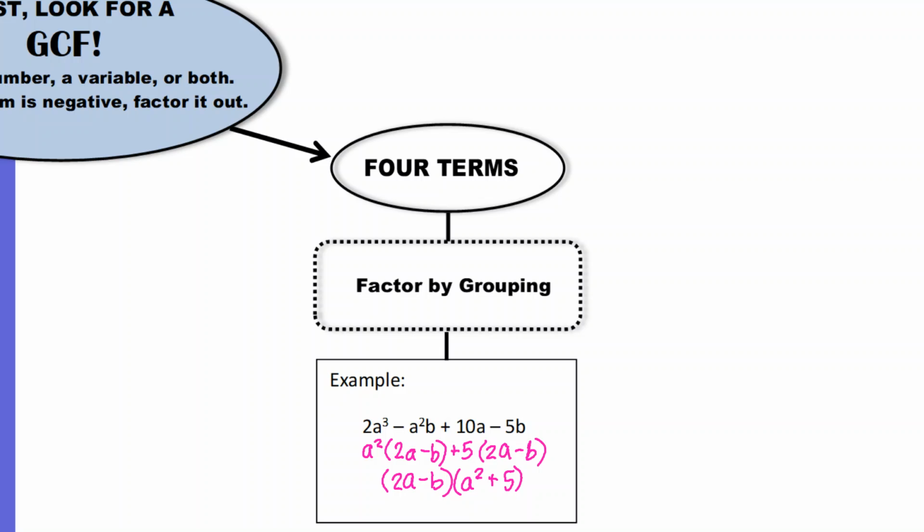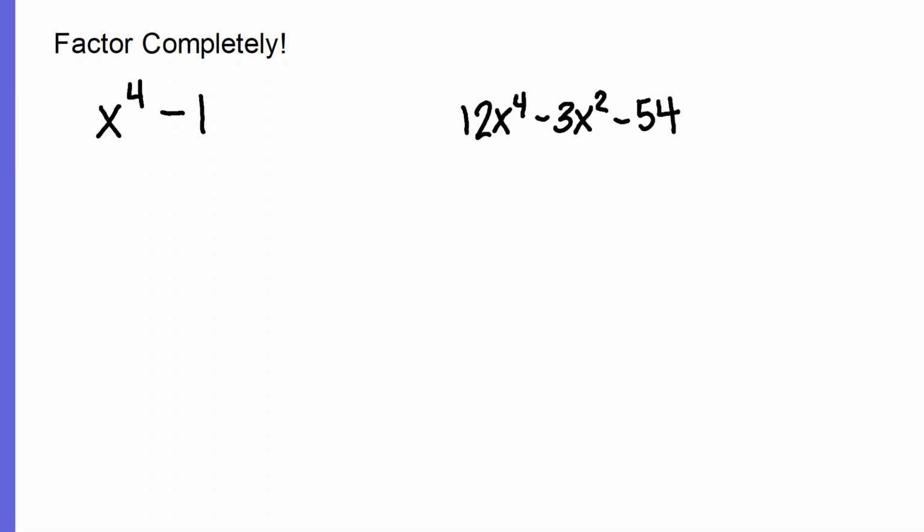Okay, one last thing I want to talk about that is not on your flowchart. If you printed out the flowchart, just turn it over, right on the back, is factoring completely. Sometimes you're going to do these steps, but then what you're left with can still be factored. So you always want to make sure that any polynomial you get as a factor is no longer factorable before you call it quits.